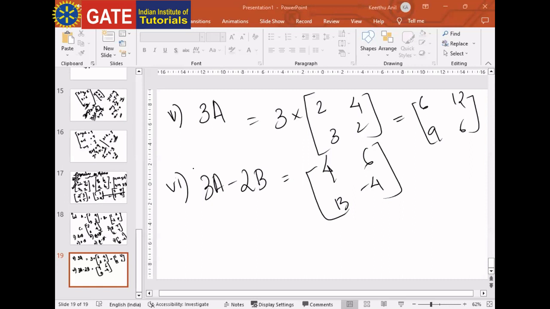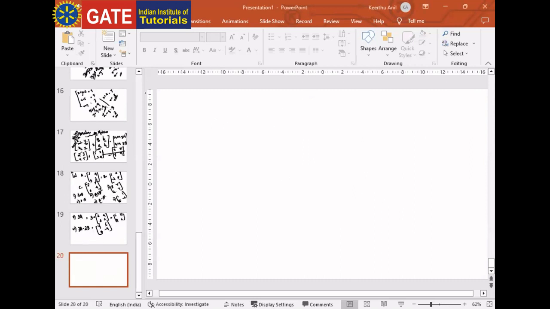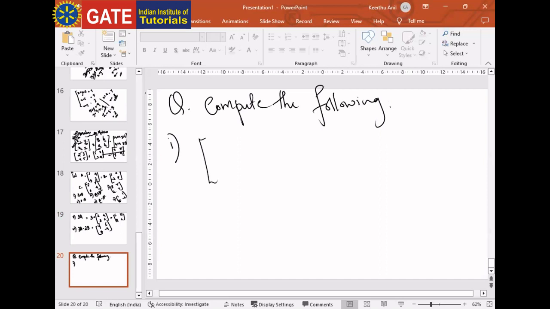Okay, so shall we move on to the next question? So you can write the next question. Compute the following. First one, A plus B minus B plus A plus A plus B plus B plus C. Compute that. Can you try doing this? Then we will give the answer after trying.